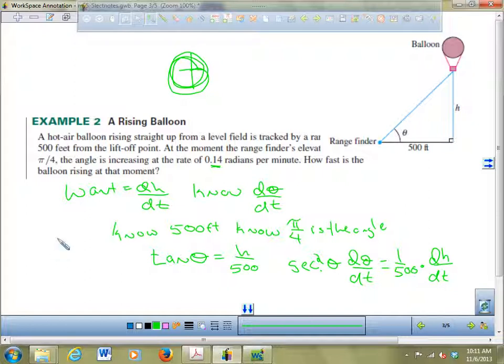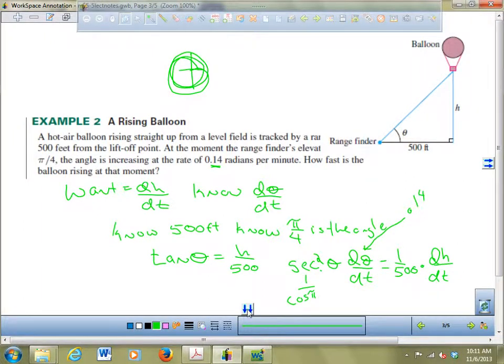You get that? Okay. So I take the derivative of both sides, and I take the derivative of the outside function, which is tan of theta. But I want the derivative with respect to time, so I have to multiply by d theta dt. And then I just plug in stuff that I know. I know that this is 0.14, right?